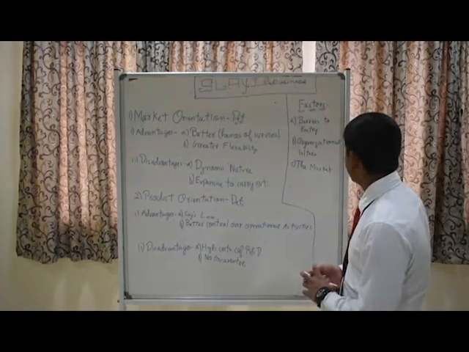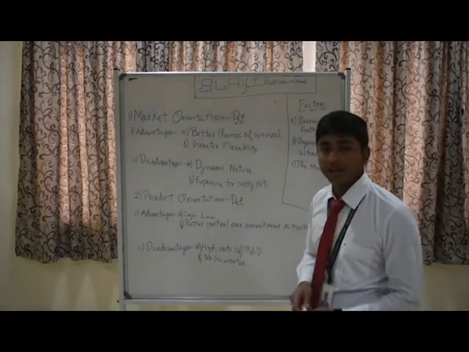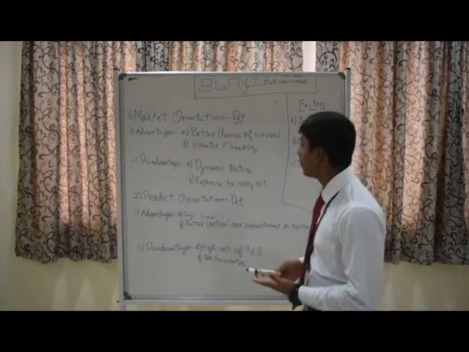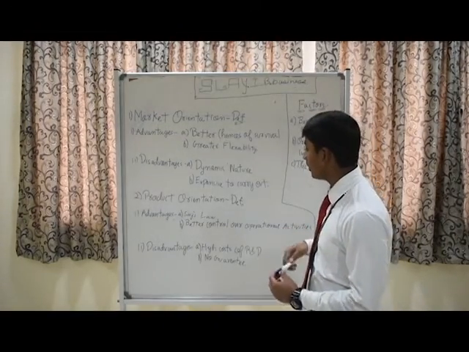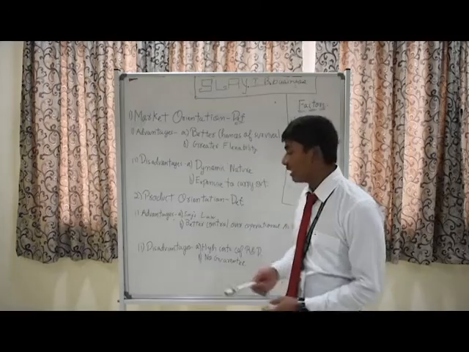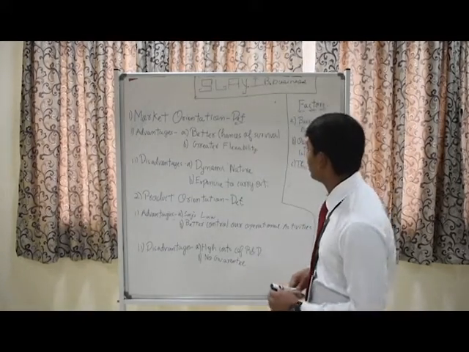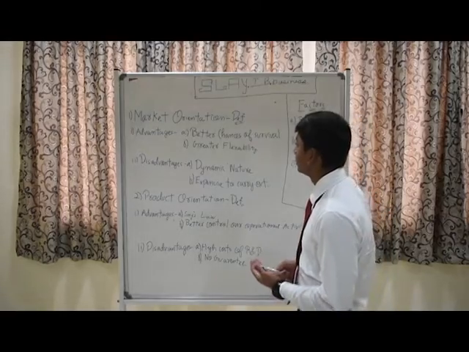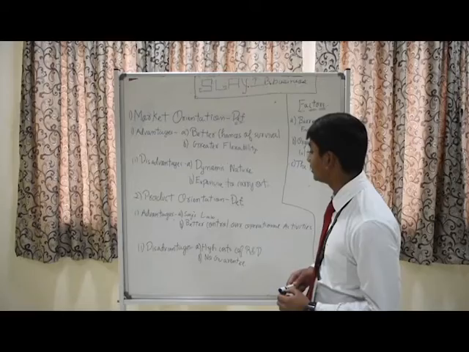The third factor is the market. It's very similar to barriers to entry. For example, if it's very competitive, then it will adopt market orientation, and if it's less competitive, then it will adopt product orientation. So this is how we discuss product orientation and market orientation.